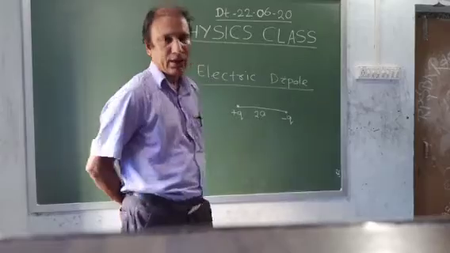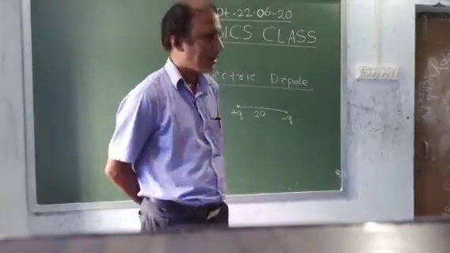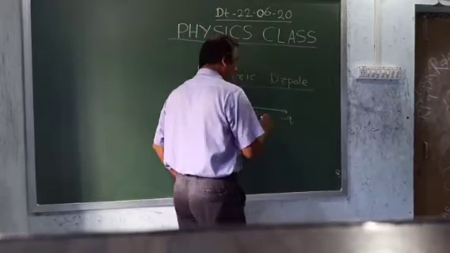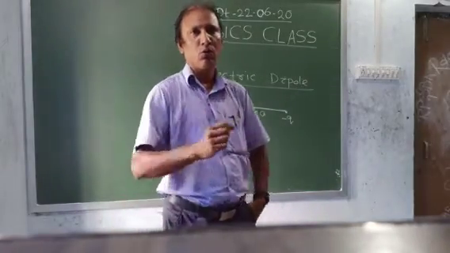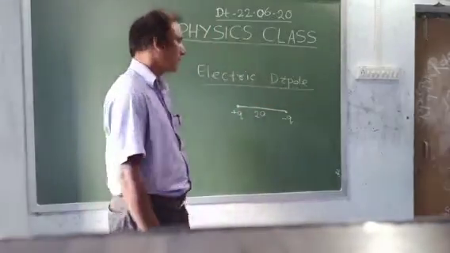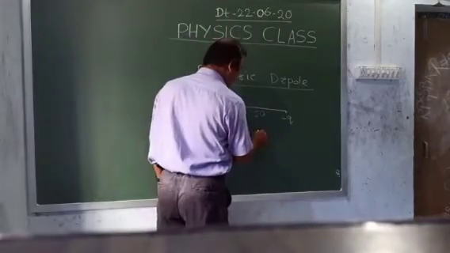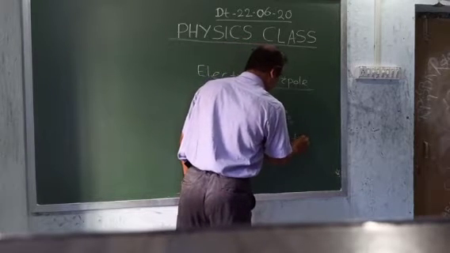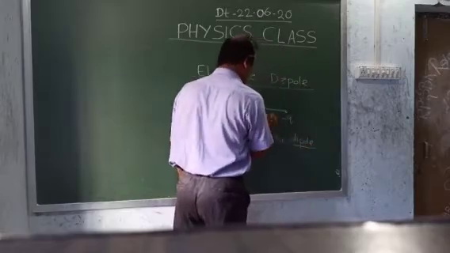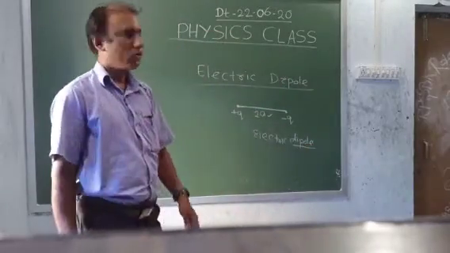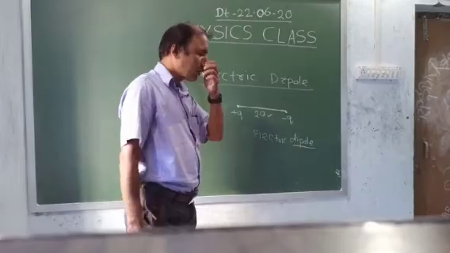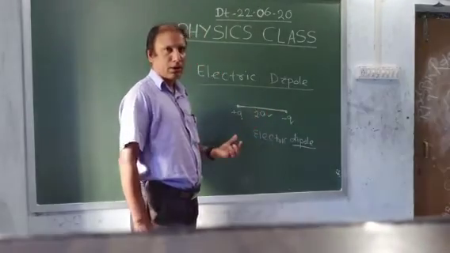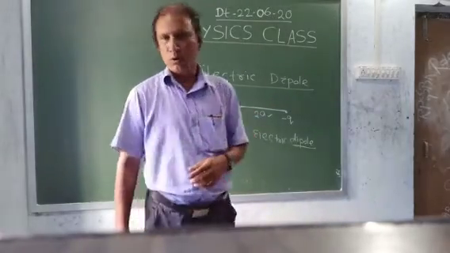Why 2a is taken as the distance between the two opposite charges, I will tell you later on. Conveniently, for example, I have taken 2a. 2a is the distance between the two equal and opposite charges. So this system is nothing but an electric dipole. Remember, this 2a is very small. The distance between the two charges is very small. So how do we define an electric dipole? Two equal and opposite point charges separated by a small distance constitute an electric dipole.